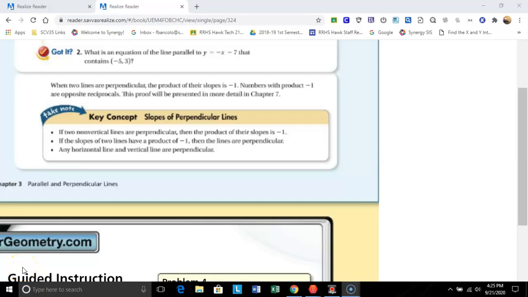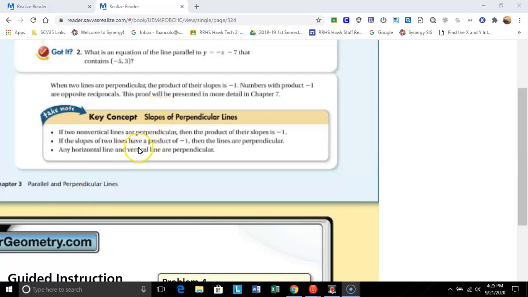Okay, so this time I'm gonna show you how to check if two lines are perpendicular lines. So without any delay here, let me show you first the concept.